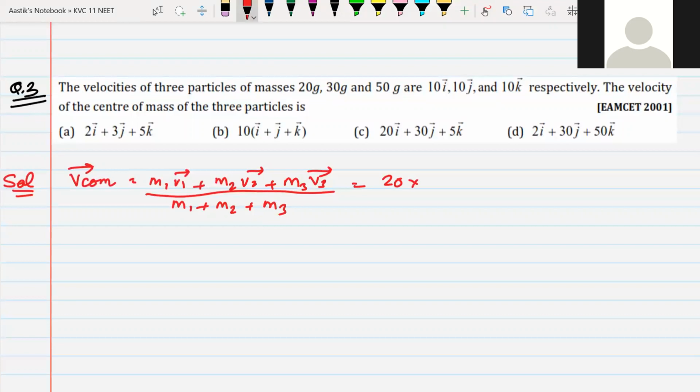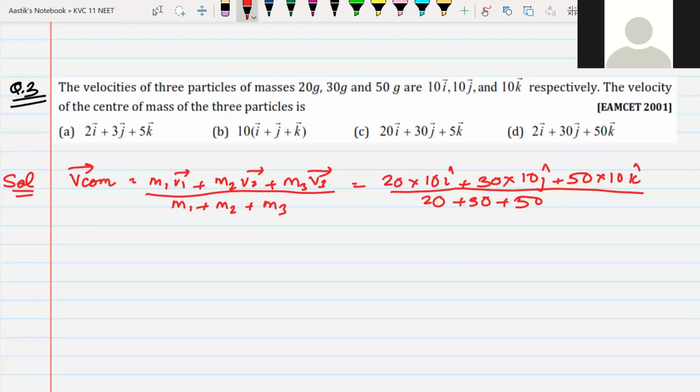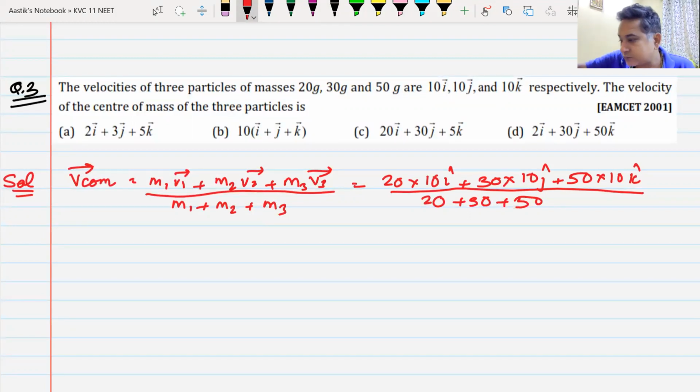So 20 into 10i plus 30 into 10j plus 50 into 10k, divided by 20 plus 30 plus 50, and the answer that you are going to get would be what? Would be option number A from here. Well done if you have done this.